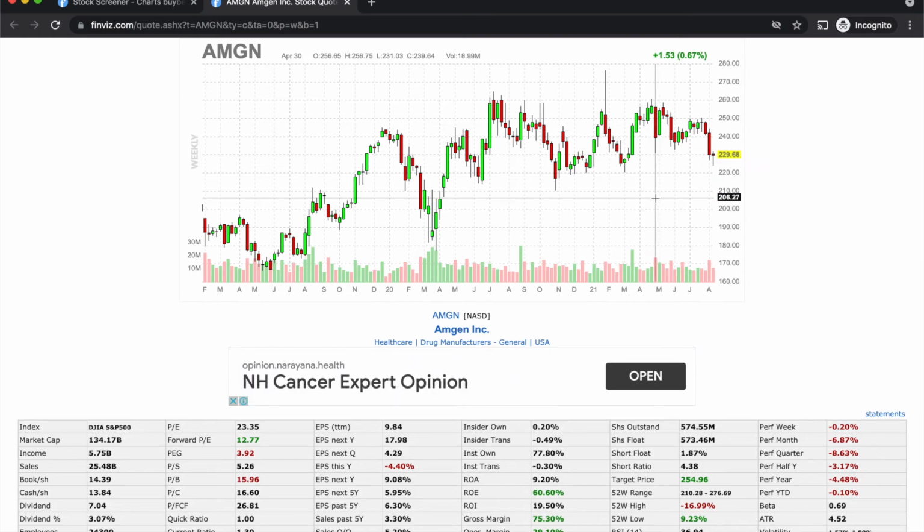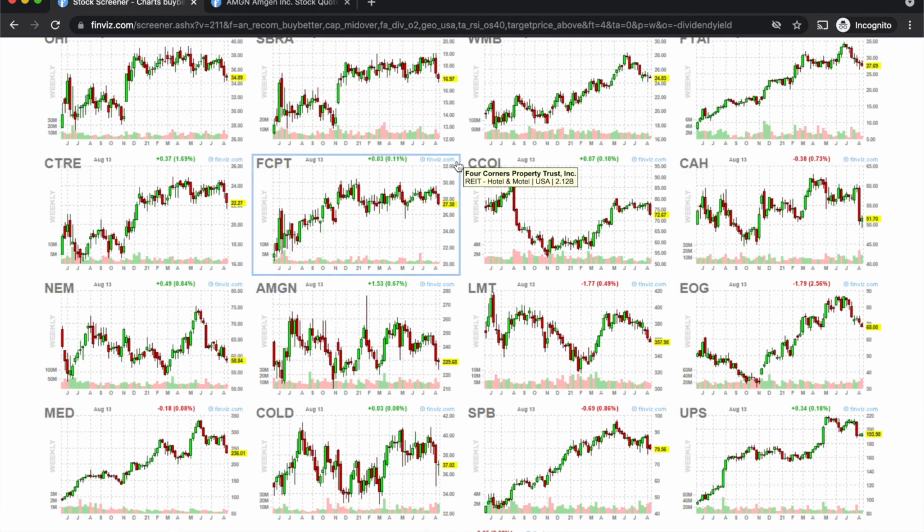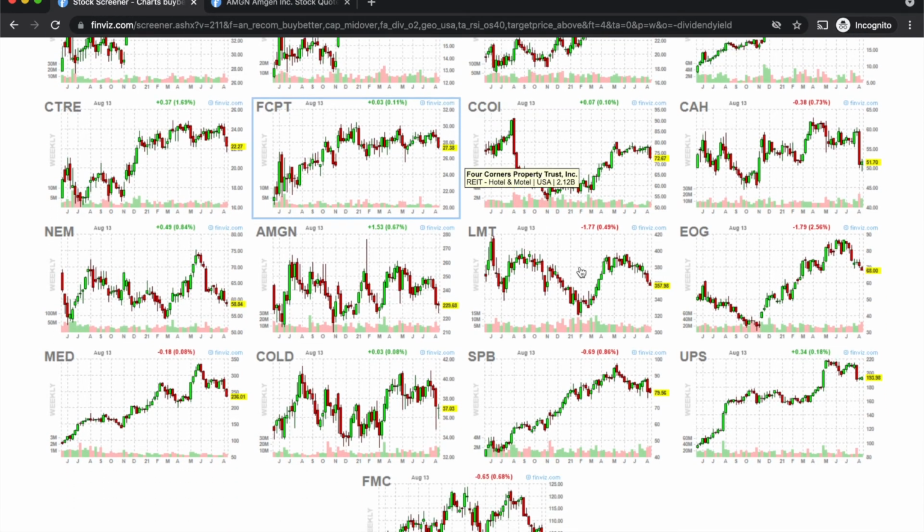And if you want to be more conservative, then you can look at the 210 levels, or even further here at the 196 levels. But this is one opportunity that we can clearly see is a good one.